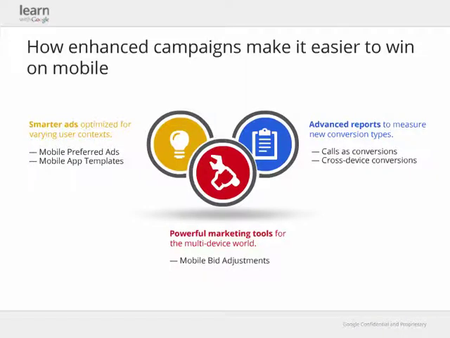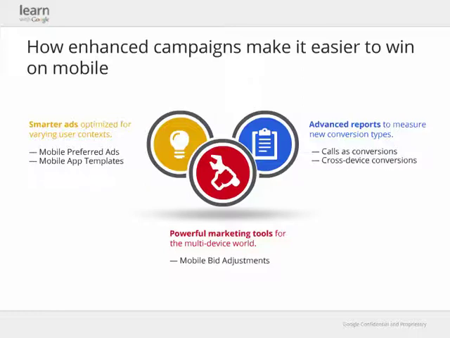So if we go a layer deeper, I want to highlight here for you some examples of how enhanced campaigns can make it easier to win on mobile. These are powerful marketing tools for the multi-device world, with the ability to manage your bids across devices, location, and time. An example here would be higher bids for customers on mobile who are within half a mile of your store. Or, if it's a pan-Southeast Asia example, you could up bids for markets like Thailand if you wanted to focus on a store within Thailand versus any other part of the region.